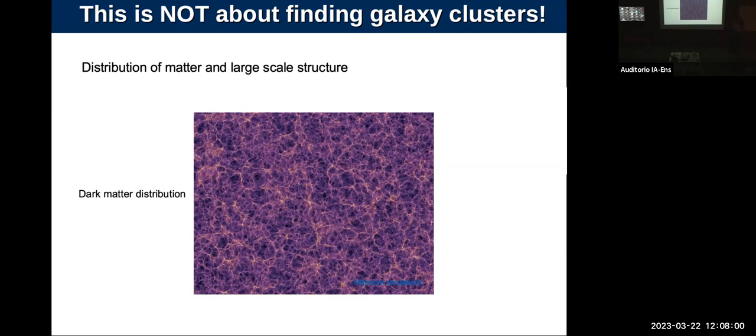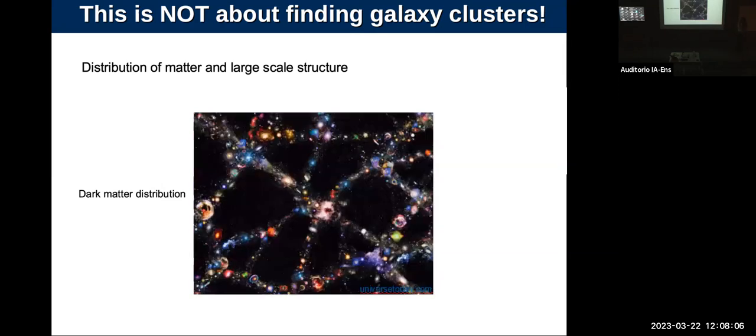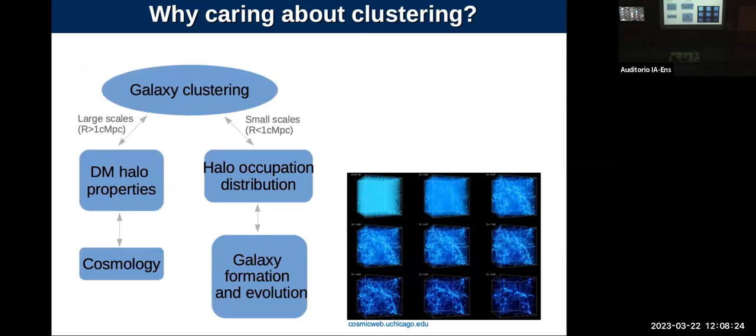So today, the generally accepted picture is that you have this structure of dark matter, and within those dark matter halos, you have galaxies. So in some way, galaxies are tracing the dark matter distribution of the universe. So by studying the clustering of these galaxies, I will not only trace the baryonic matter, but I will also trace the dark matter distribution of the universe. Now, we can measure the galaxy clustering at different scales, and that will provide different kinds of information.